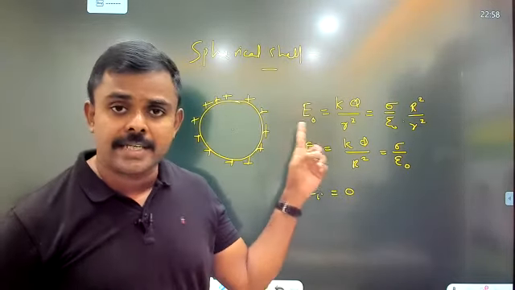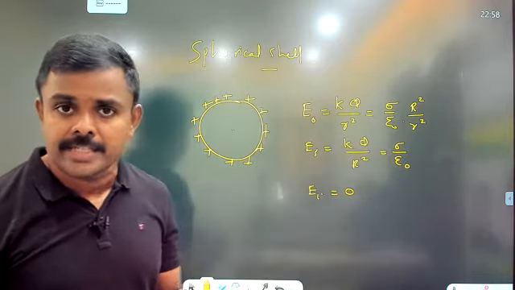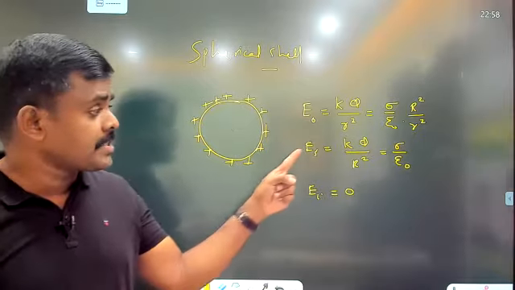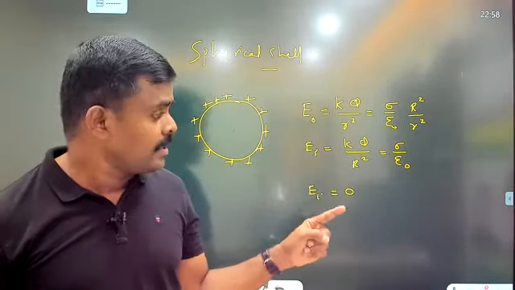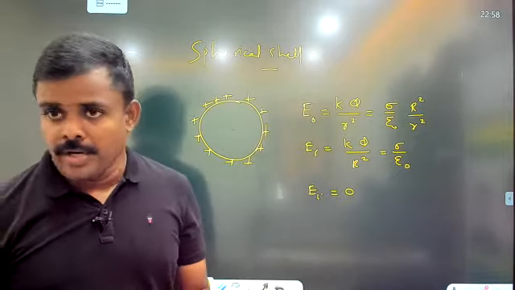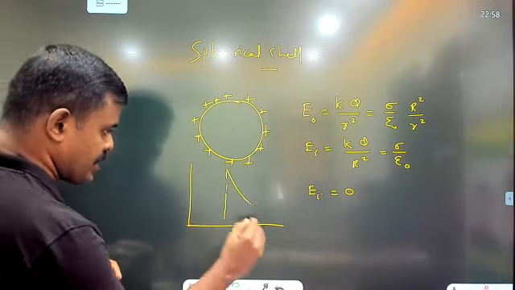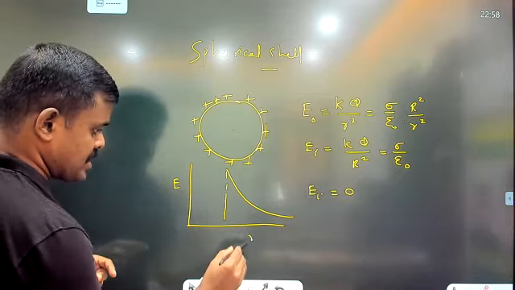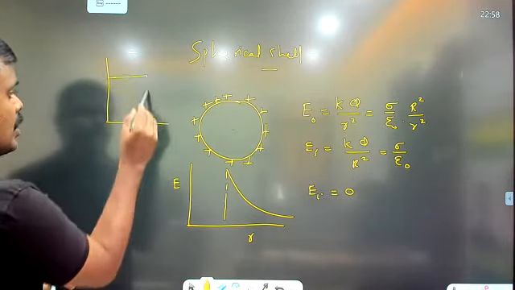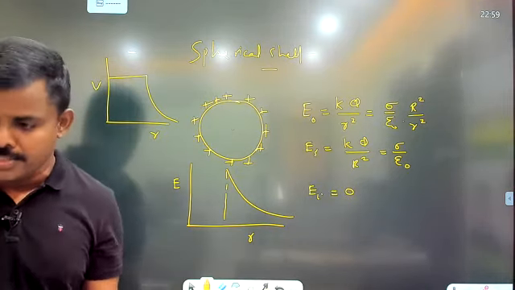So E outside is KQ divided by R square. And in terms of sigma, surface charge density, it is sigma by epsilon 0 into R square by R square. And E surface is KQ divided by capital letter R square, or it is sigma over epsilon 0. E inside is 0. All right. And the graph is also very important. This is how you draw the graph. Electric field against distance. Yesterday we drew potential against distance.